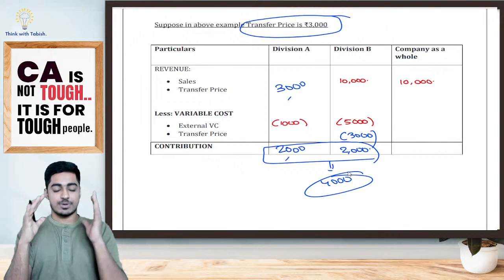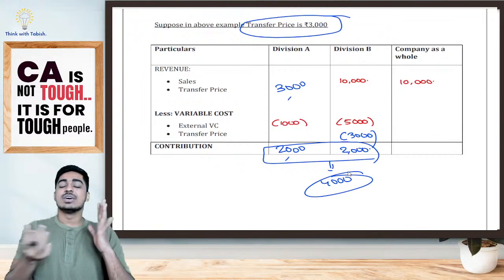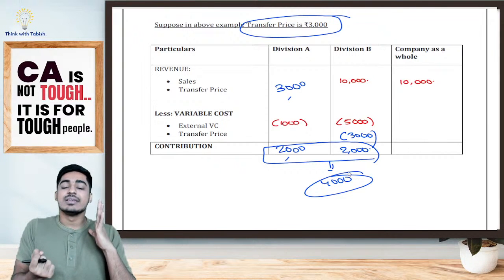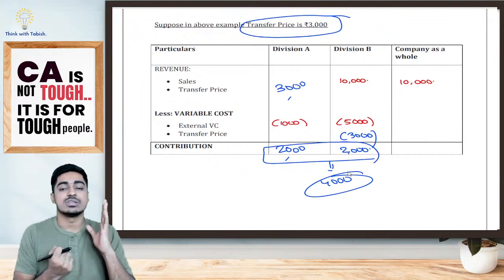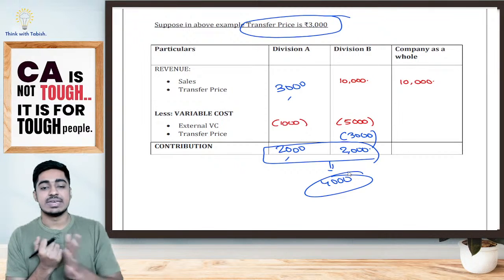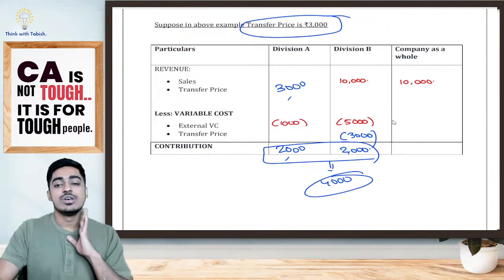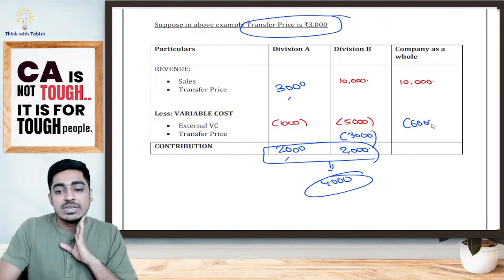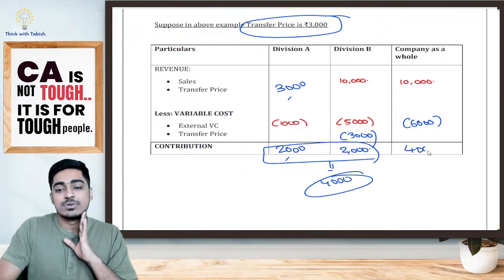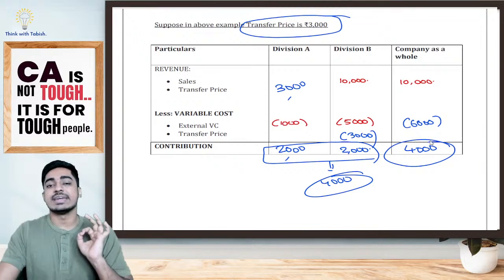Again, look at it from the perspective of the company. From the company perspective, what is the revenue? We are eventually selling only the mobile, so our revenue is 10,000. What is the variable cost for the company? Division A is paying 1,000 rupees, division B is paying 5,000. Altogether we are paying 6,000. So the contribution is 4,000.